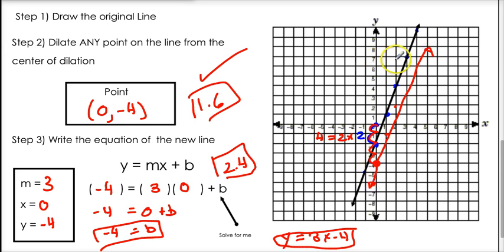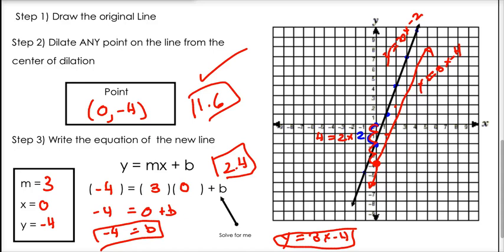Don't do what I did. I forgot to label right there. This is y equals 3x minus 2. Y equals 3x minus 4. Yes, that is the ugliest line on earth. All right? Geez. I'm sorry. Anyway, I'm out.